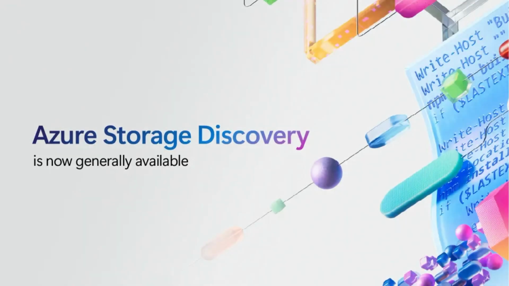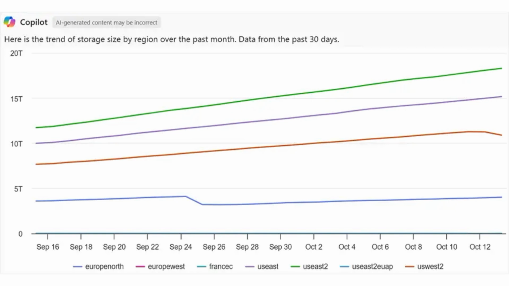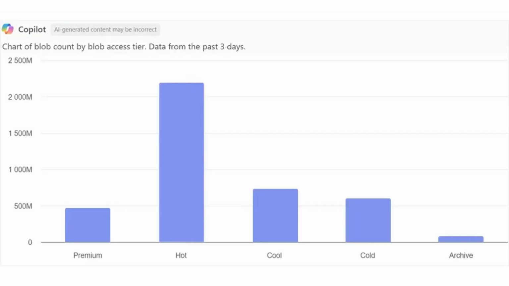Now, moving on to Azure. Azure Discovery is generally available and includes Copilot integration to query your storage state in natural language. Azure Discovery is a fully managed service that aggregates insights across Azure Blob Storage and Azure Data Lake Storage for subscriptions and regions you select.